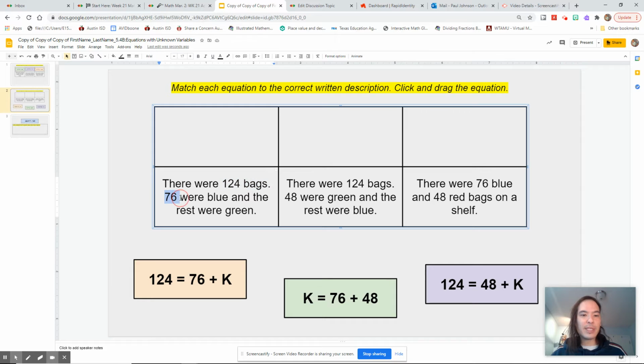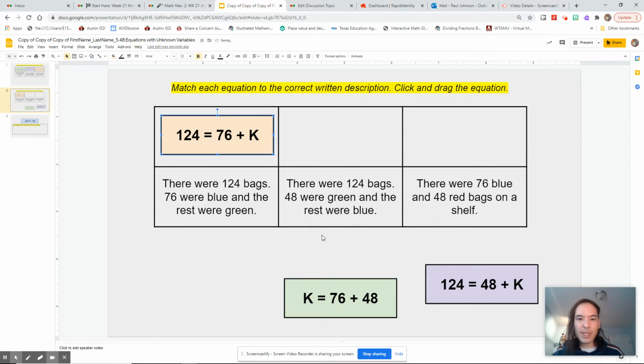Let's see if we have 76 plus letter equals 124. Oh, right there. 76. There's our blue bags. We don't know how many green bags, but in total, there's 124 bags. That matches.